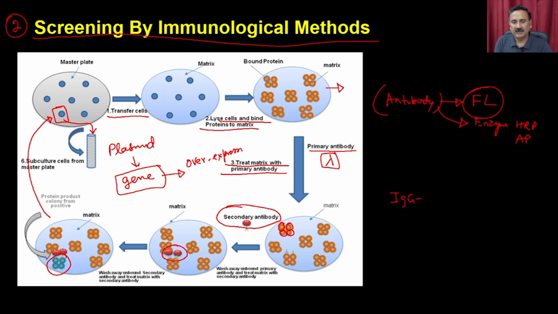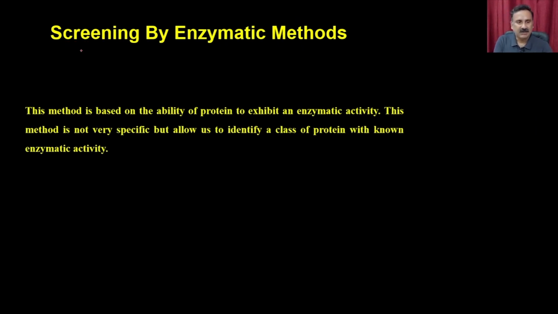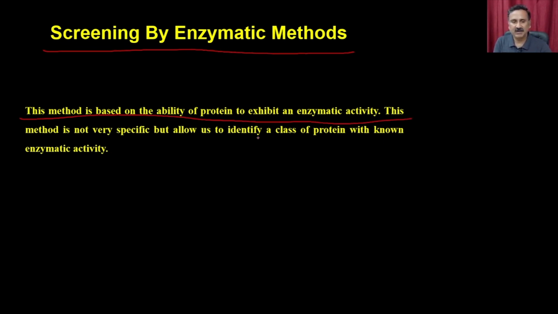So, these are the two very popular methods: either the immunological method where you use the antibody as a probe, or the DNA probes. Apart from that, you can also use screening by the enzymatic method. This method is based on the ability of a protein to exhibit an enzymatic activity. It is not very specific, but it allows us to identify a class of proteins with a known enzymatic activity. In this case also you have the same steps.